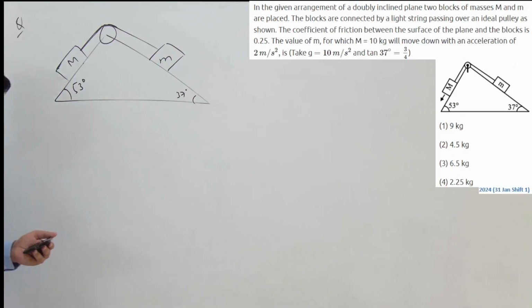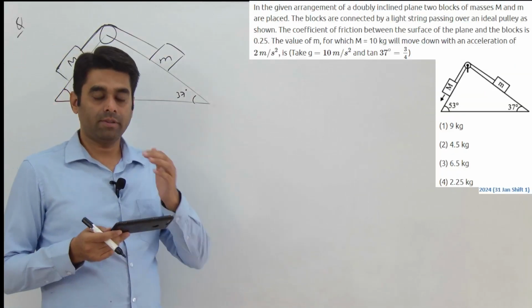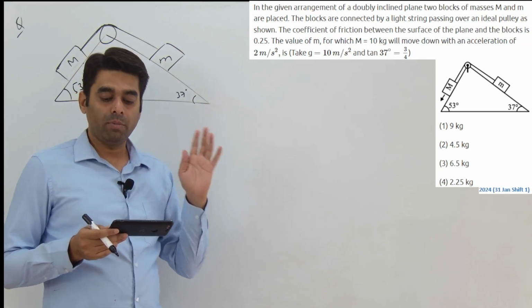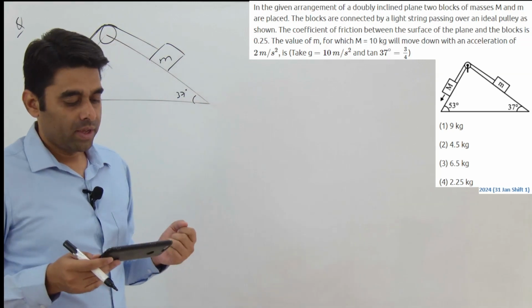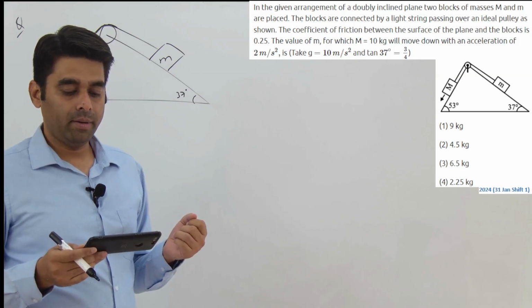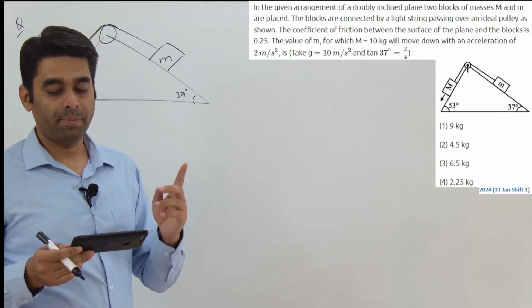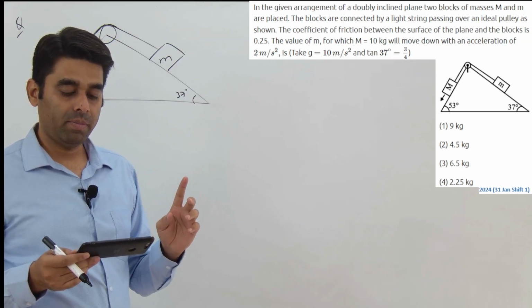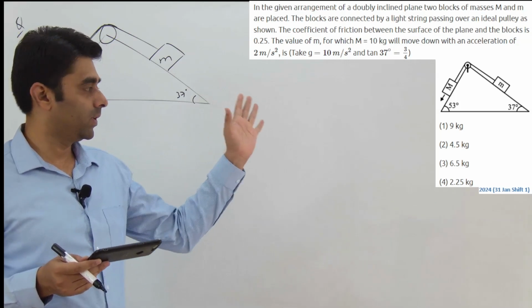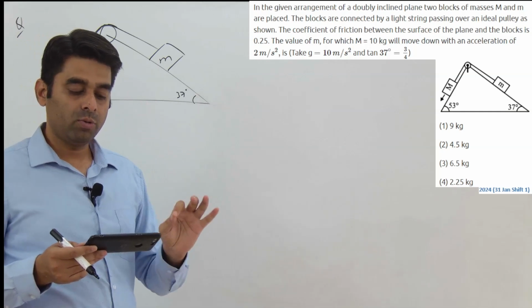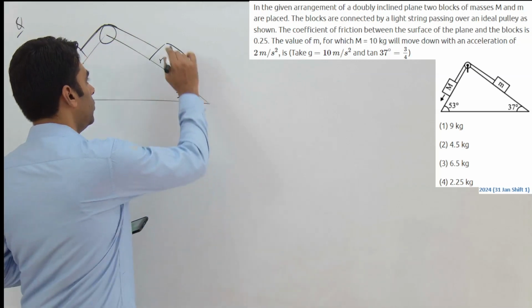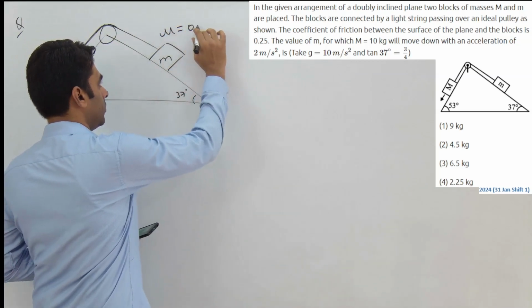Yeah. So the next question that we have, 31st January shift 1 question. It's again a pulley block incline question. Let us see. In the given arrangement of a doubly inclined plane, two blocks of masses capital M and small m are placed. The blocks are connected by a light string passing over an ideal pulley as shown. Diagram is there in front of you. The coefficient of friction between the surface of the plane and block is 0.25. Mu value is given to us as 0.25.